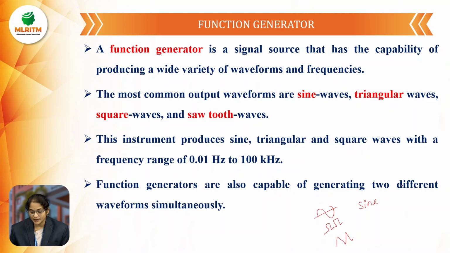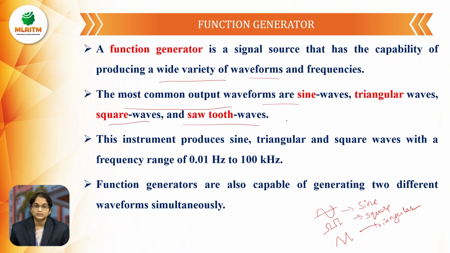With the help of this function generator, we are going to generate sine, square and triangular waves. We are already using it in this laboratory. The function generator will generate the different waveforms, sine, square, triangular, with the same frequency and amplitudes. The function generator has the capability of producing a wide variety of waveforms and frequencies. The most common output waveforms are sine waves, triangular waves, square waves and sawtooth waves.